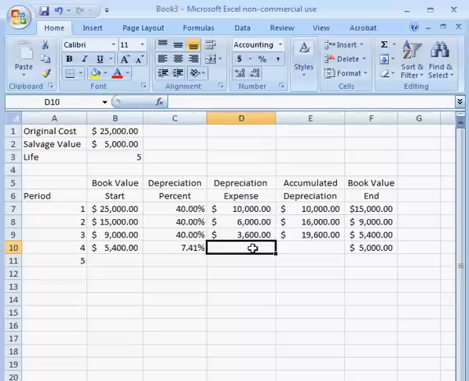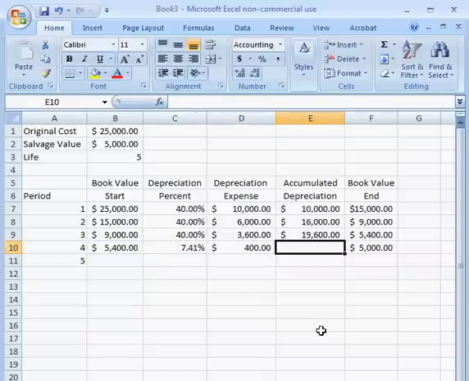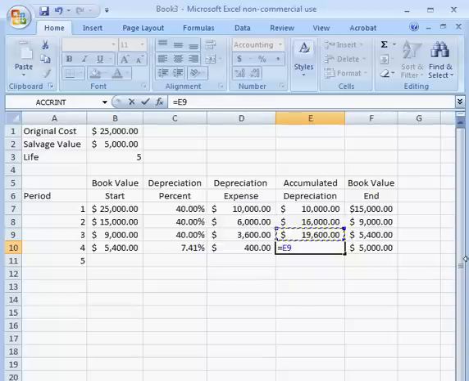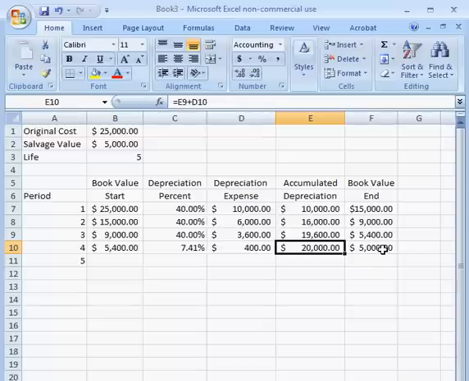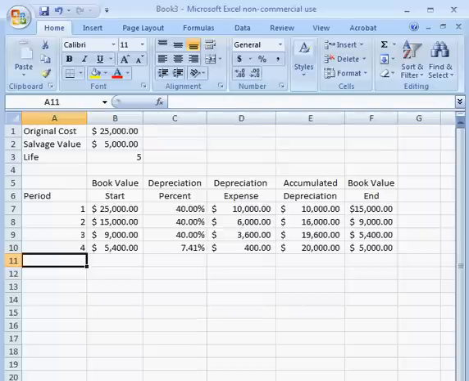The depreciation expense is the 5,400 multiplied by the 7.41%, which is $400. The accumulated depreciation is the 19,600 plus the 400, which gives us an accumulated depreciation of $20,000. And because your book value at the end is $5,000, we don't need to put in anything for period 5, and you're done.